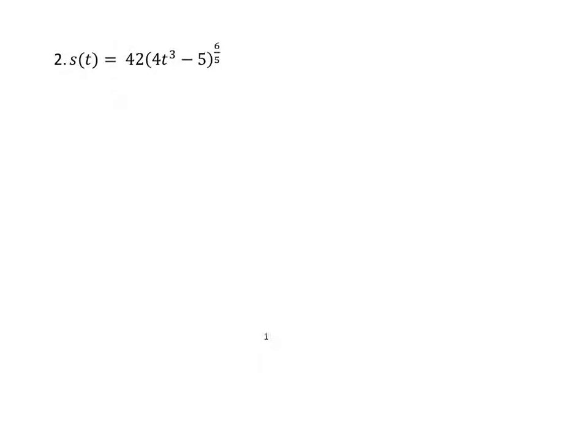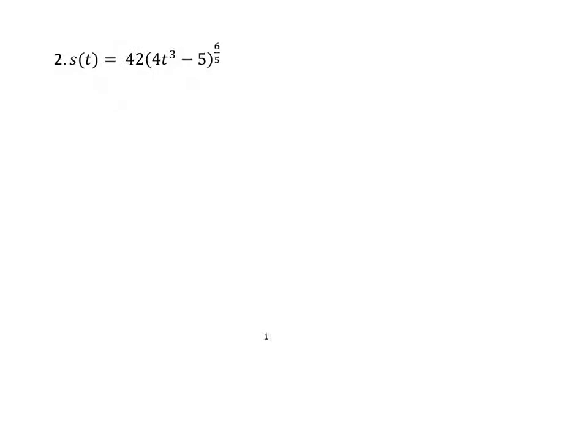So again, for our second function, we have 42 times the quantity 4t cubed minus 5, and that's all been raised to the 6/5 power. And so you need to remember that the 42 is simply a coefficient. It is just a multiplier, and all a coefficient does, if it doesn't contain a variable, is simply hitchhike along with the rest.